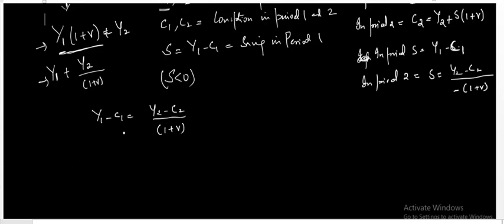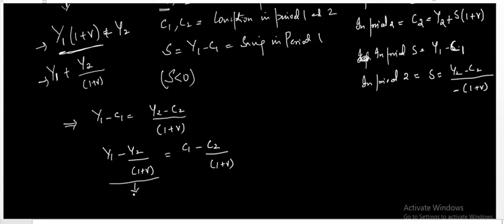In this case, let me put the y's on one side, and therefore I can write it like this: y1 minus y2 over 1 plus r, just splitting it up, then c1 minus c2 over 1 plus r. So this is going to be the present value of the lifetime income, and this is going to be the present value of lifetime consumption.